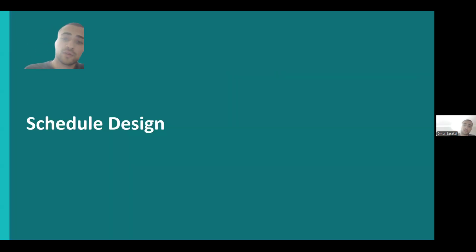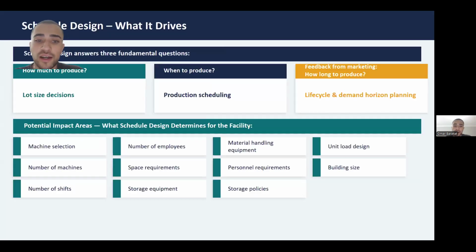Here is schedule design and the three questions. Schedule design is where we move from how do we make it to how much, when, and for how long. It provides answers to three fundamental questions: how much to produce, the lot size decisions; when to produce, production scheduling; and, with feedback from marketing, how long will we be producing this product at all? That third question is critical and often ignored in facility design.